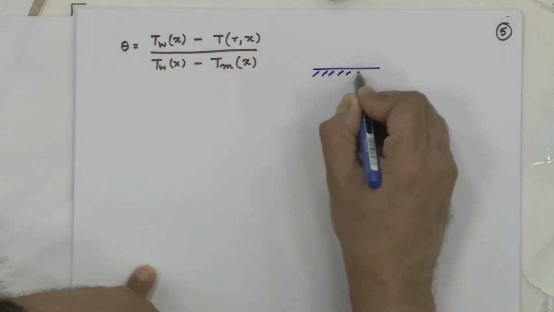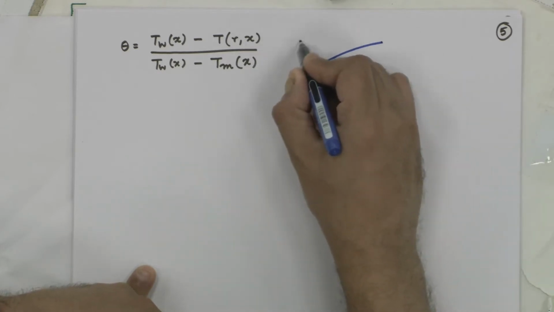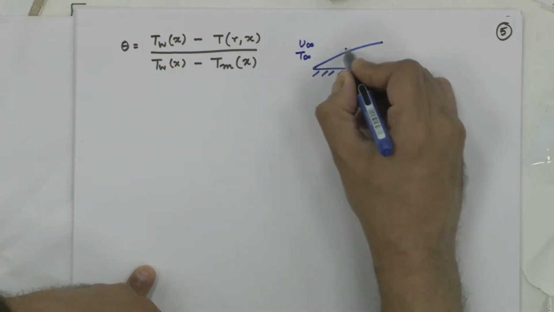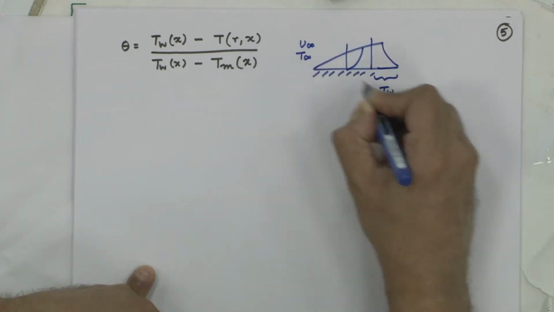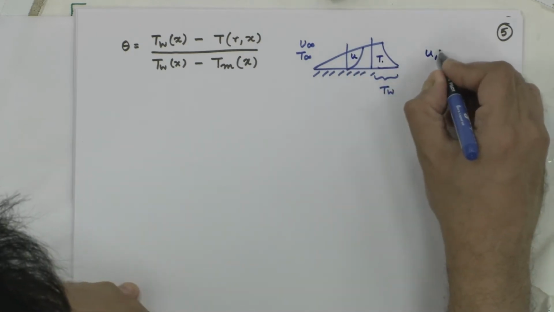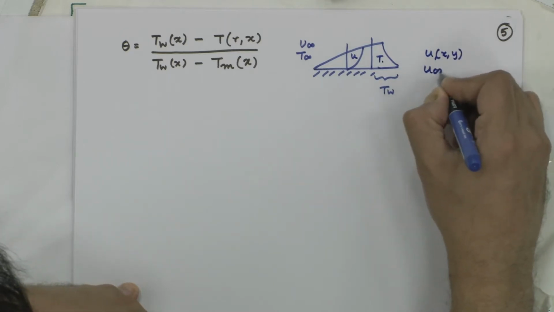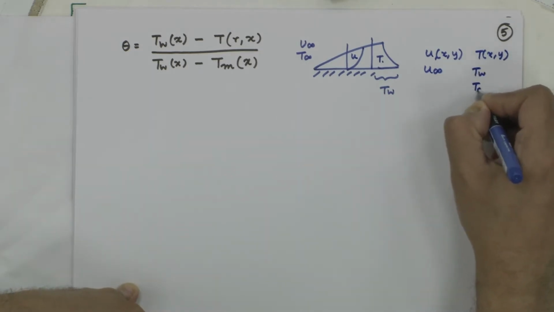So, here again I will draw an analogy between external flow in fluid mechanics and the heat transfer aspects of external flow. In external flow we would have seen this, but I am just bringing this to your notice again. You have u infinity, t infinity, you have u and t. T wall was there, u infinity, this is local u, this is local t. I was dealing with u local x comma y, u infinity, which is a constant, t local x comma y, t wall and t infinity.